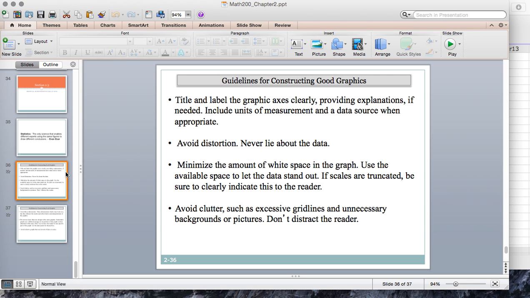Avoid distortion, so never lie about where the data is coming from or just make up data completely. You always want to try to minimize the amount of white space that's on the graph. Use the available space to let the data stand out. If your scales are truncated, you want to make sure that you indicate that really clearly to the person who's reading that. And you also want to try to avoid clutter. So you probably don't want a picture behind your bar graph that's going to distract from it. You don't want a bunch of grid lines, unnecessary backgrounds. You're not trying to distract the reader. You want to show the reader what the data looks like, but not actually distract them from it.